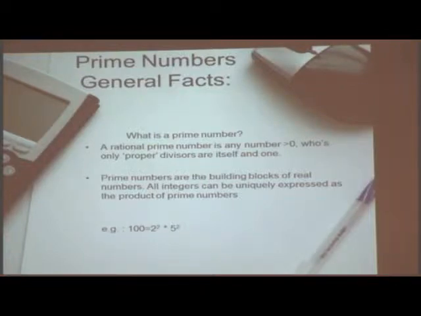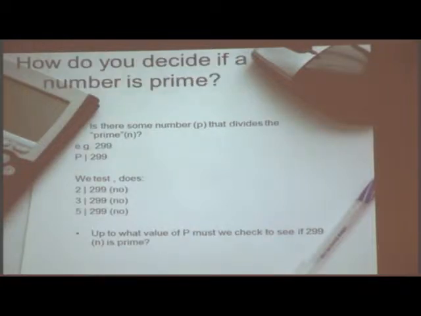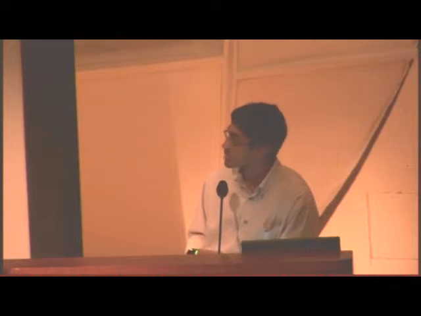Knowing this, several questions would naturally arise. How do you decide if a number is prime? And if it's not prime, how do you factor it into its prime components? Answering our first question, we ask, is there some prime p that divides our so-called prime that we're testing? Here we give the variable n. For example, taking the number 299, we ask, is there some p that divides 299? And this vertical bar is shorthand asking, does that divide our number?